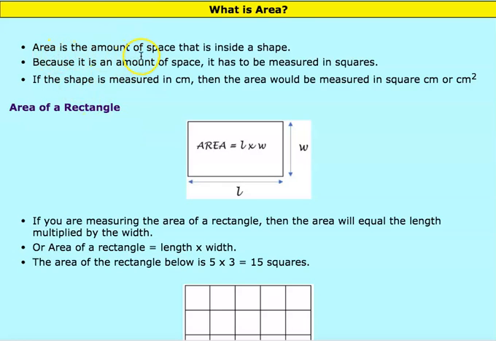So remember, the area is the amount of space that is inside of a shape, and because it's an amount of space, it has to be measured in squares. If the shape is measured in centimeters, the area would be measured in square centimeters or centimeters squared. If you are measuring the area of a rectangle, then the area will equal the length multiplied by the width. Or the area of a rectangle equals length times width. The area of the rectangle below is 5 times 3, or 5 squares by 3 squares.